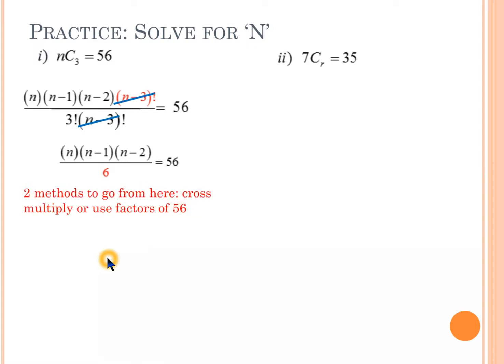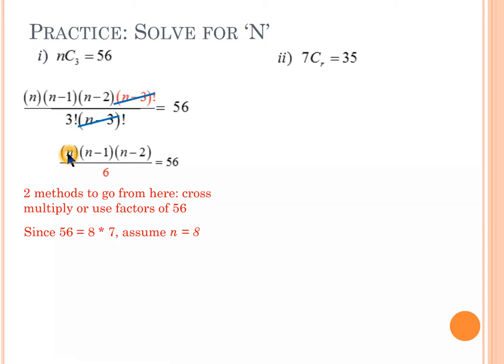Now there's two methods to go from here. You could cross multiply or use factors of 56. I will try to use the factors of 56 here, because I know that these numbers, n, n minus 1, n minus 2, need to be consecutive numbers. So if you look at this 56 here, I know that 8 times 7 equals 56. So let's just assume that this n value will be 8. Let's just assume n is 8.